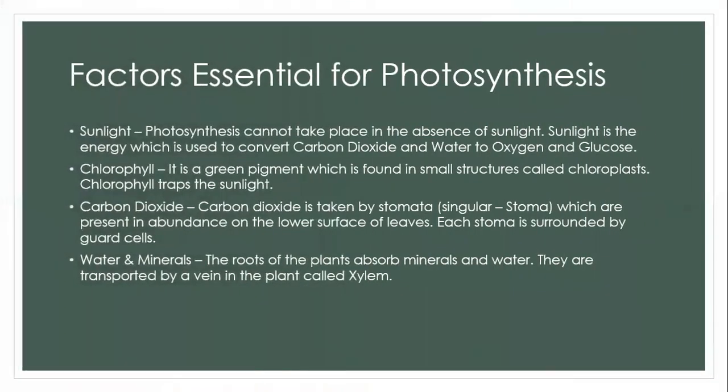So there are a few factors which are very essential for photosynthesis. Number one is sunlight. Photosynthesis cannot happen in the absence of sunlight. Sunlight is the energy which is used to convert carbon dioxide and water to oxygen and glucose. You might have seen in the kitchen, to cook a vegetable or anything, we need the heat from the stove. So that heat is nothing but energy. The same thing here is sunlight. Sunlight here is used as an energy to convert carbon dioxide and water to oxygen and glucose.